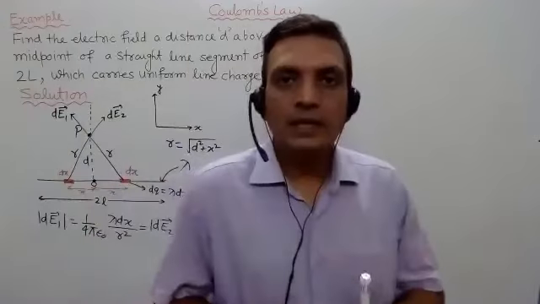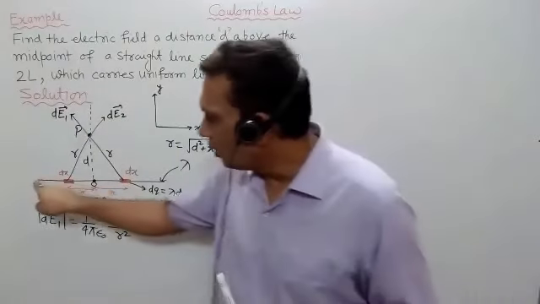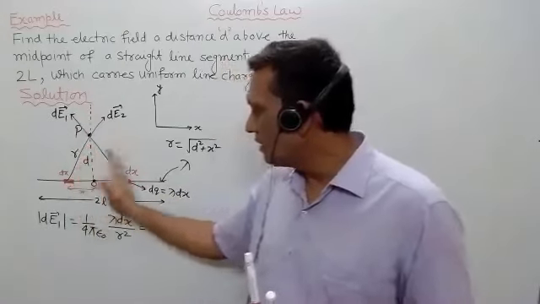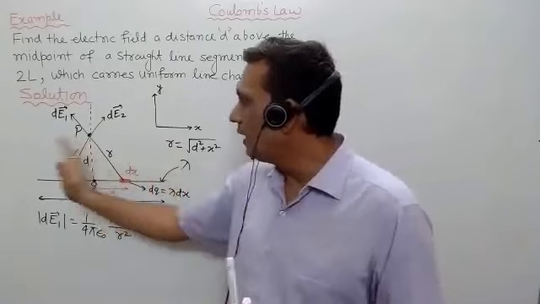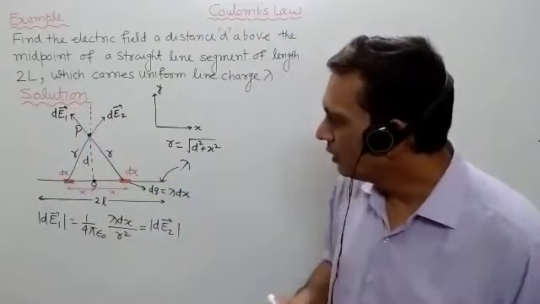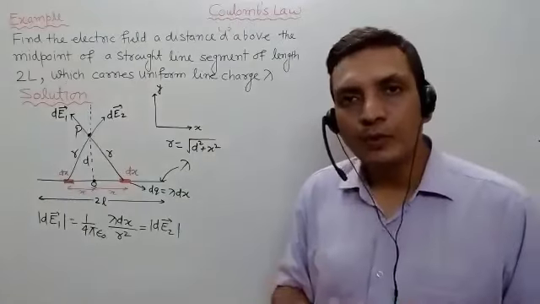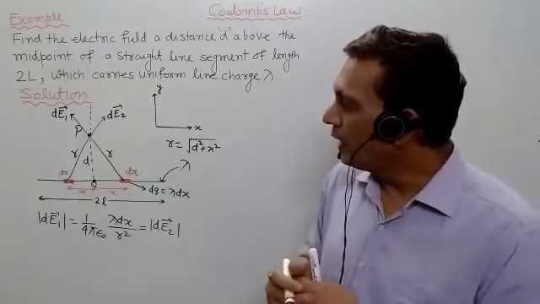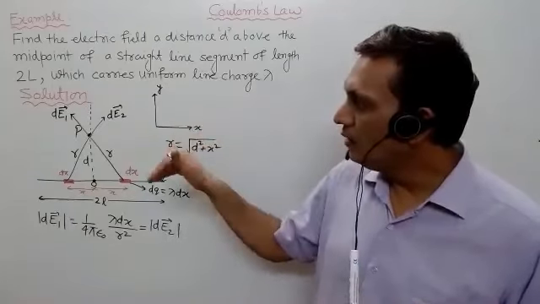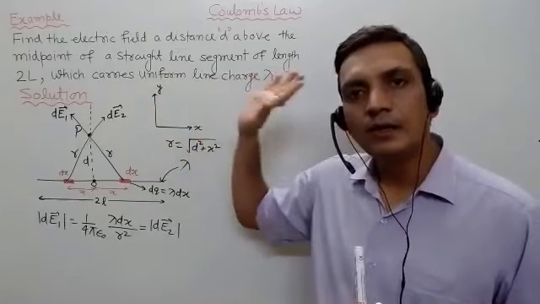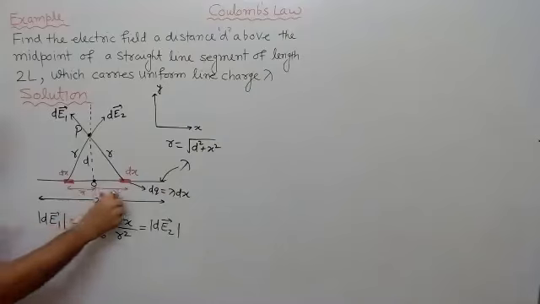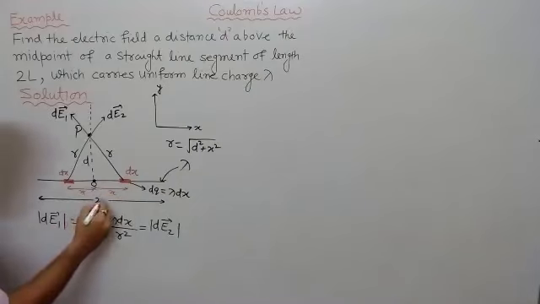You have to consider all elemental lengths on this wire. Since there is symmetry around O, I have considered elemental lengths towards right and left, because they have different directions, but the magnitude is the same. Then according to the superposition principle, you have to find the resultant field. So you have to resolve dE1 and dE2 along x and y directions. I have taken this length as capital L. This is 2L.